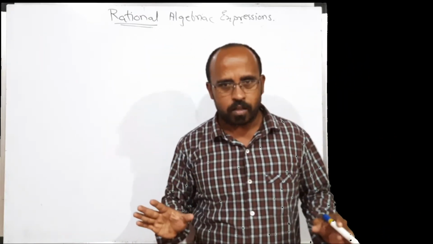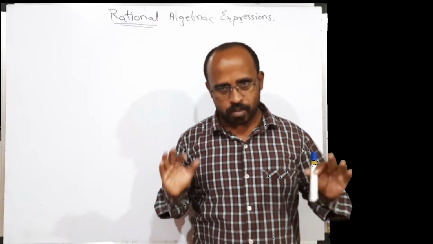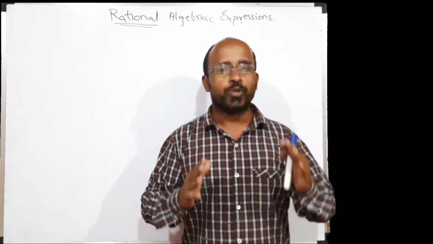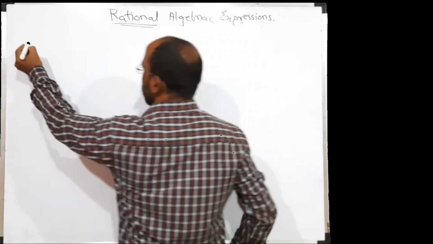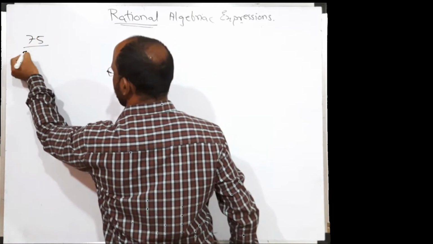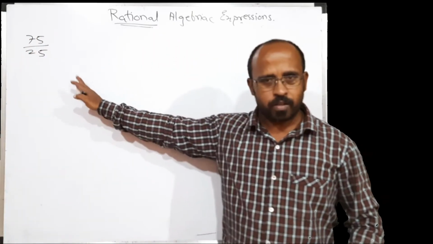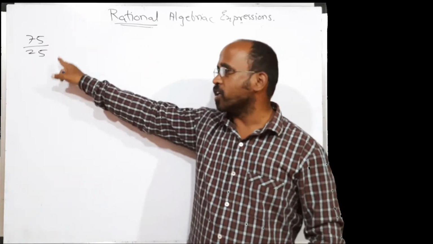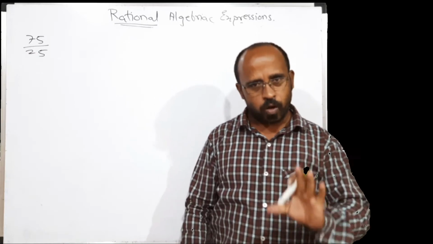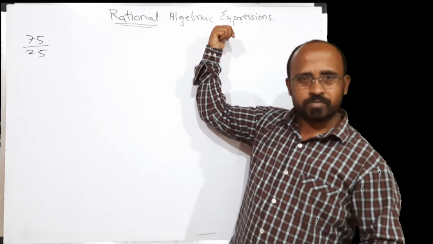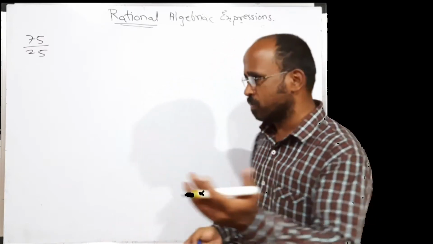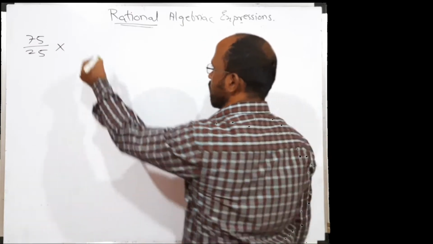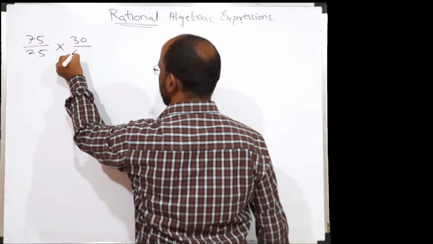I hope all of you are aware of what is meant by rational numbers. Recall it. Rational numbers are numbers which are written in the form of numerator upon denominator. For example, 75 upon 25 is a rational number, right? So a rational number is written in the form of numerator upon denominator, and the denominator is not equal to 0. Okay. Expressions contain more than two numbers with a mathematical operator, like 75 upon 25 multiplied by 30 upon 45.